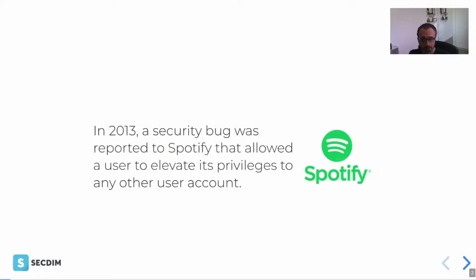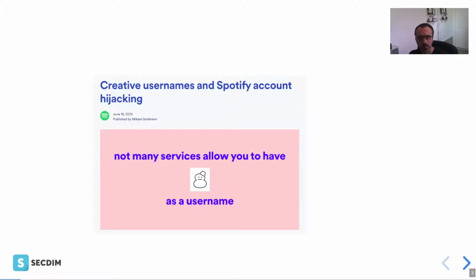In 2013, a security bug was reported to Spotify that allowed a user to elevate their privileges to any other user account. In other words, a user could become any other user, impersonate any other user, even high privilege user accounts such as admin, root, and so forth. Obviously, at the time of this workshop, this bug has been addressed by Spotify, and a blog post was also written about this issue. So what went wrong? Let's look at the attack scenario.